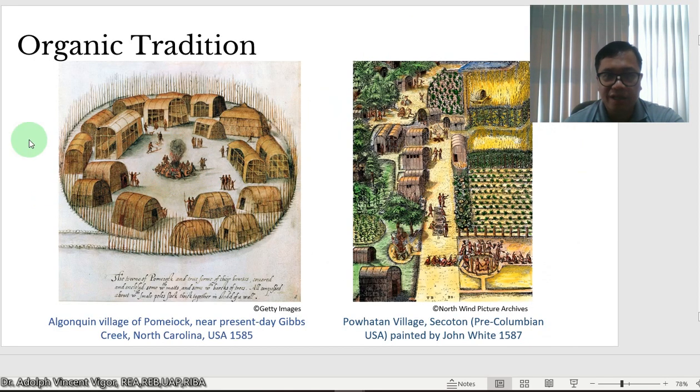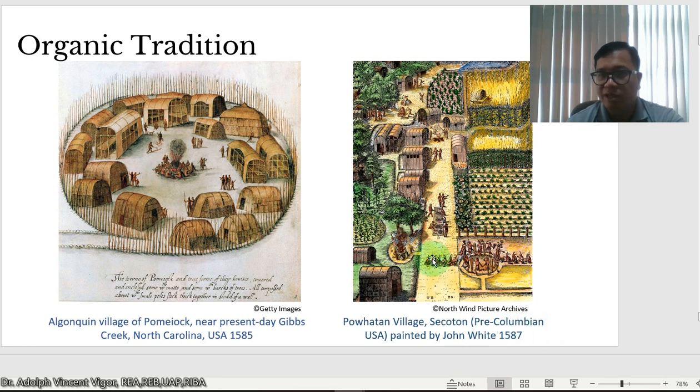This is an example of an organic tradition. This is the Algonquin village of Pomeiooc near the present-day Gibbs Creek in North Carolina. It's circular in pattern, so it just grows in a circular, organic mode around here. I think this is a fireplace for the community. Maybe during the early stages of this settlement, there were just one or two houses until more and more houses arrived to form this settlement. Another example here is the Powhatan village in Secotan.